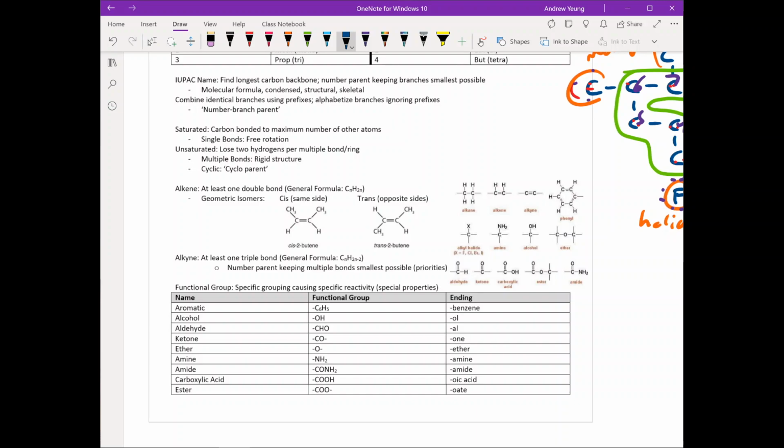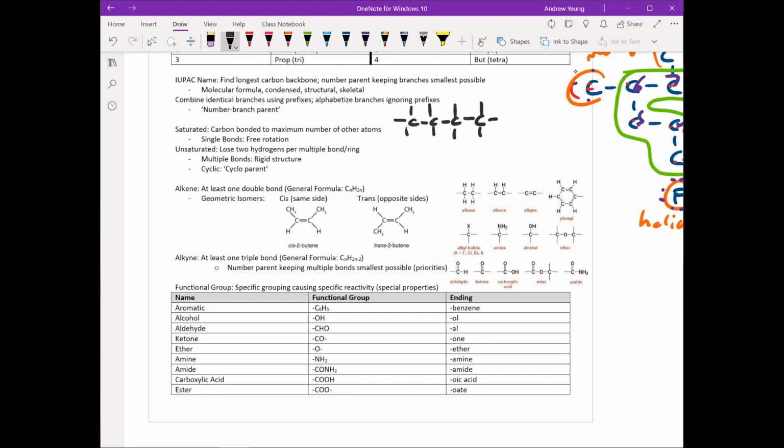Things start to become unsaturated when we start losing hydrogens. There are 2 main ways we can get degrees of unsaturation. Imagine taking, let's take butane as an example. Imagine taking butane, which started off saturated, which started off with all of its attachments.